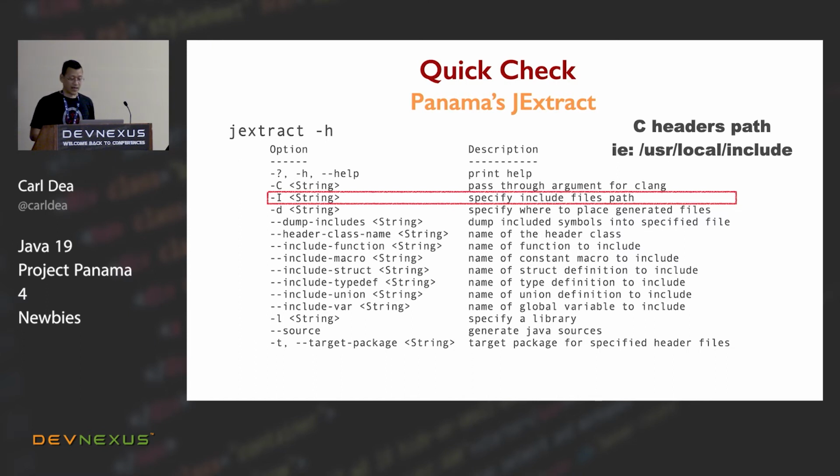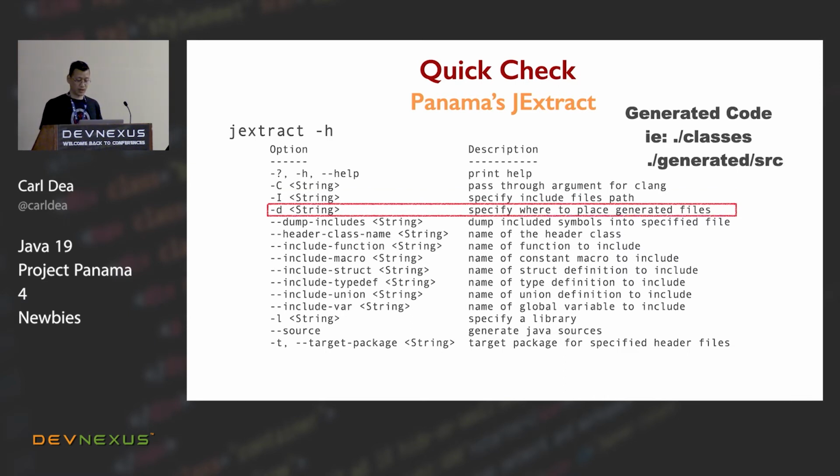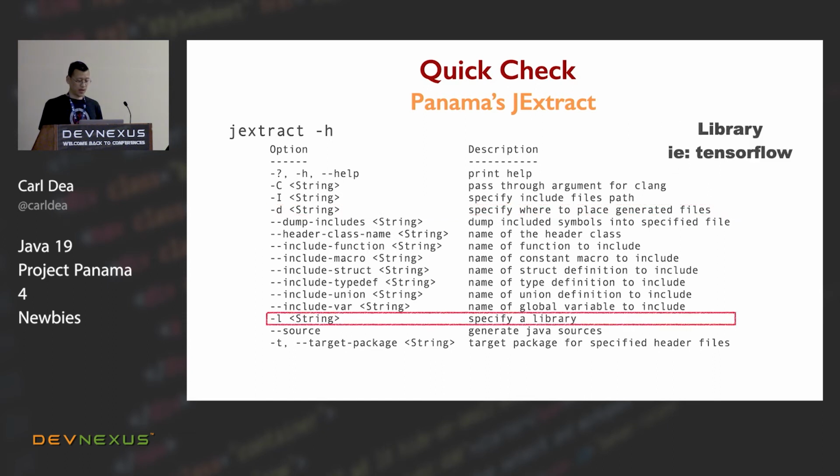The capital -I includes the header files that you saw at the top of the main function. And -d is simply the same as when you javac something. You can denote the destination of where the compiled generated files will be, and also the generated source files when you specify it, which I'll show you.